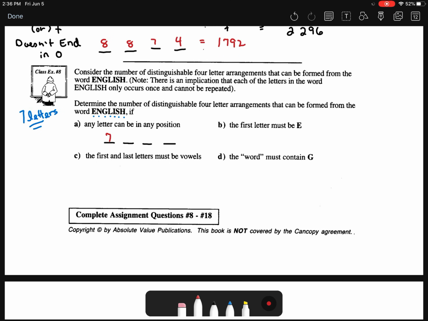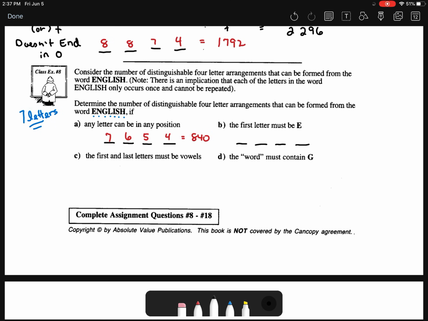When I put my hand in there to pull out the first letter, there are 7 options. I use one of those. Now I have 6 options. I use one of those. Now I have 5 options. I use one of those. Now I have 4 options. So the total number of ways of making a 4-letter distinguishable arrangement from the letters in the word English when any letter can be in any position is 7 times 6 times 5 times 4. That's 840. Now, here come the restrictions.